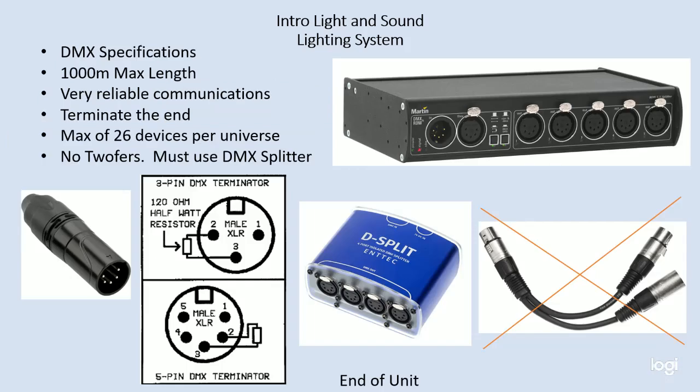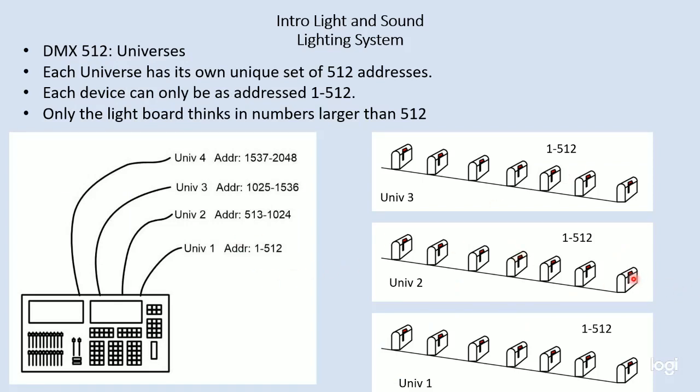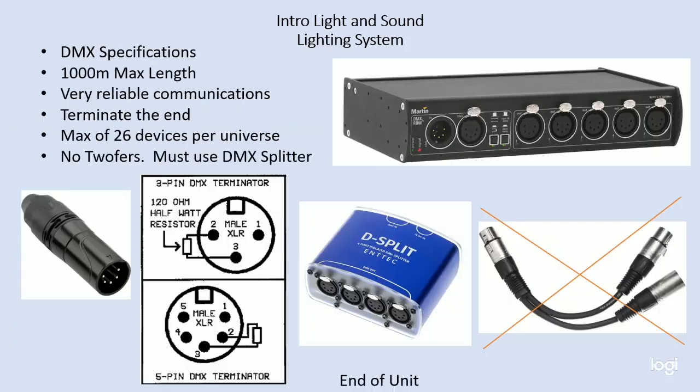So we'll finish up DMX a little bit with some of the specifications, right? We talked about 1,000 meters as its maximum length. It is very reliable and very robust. DMX often needs a termination so that when we get to the end of a DMX path, we would want to put in a terminator, right? Which just helps cut down on signal interference. And this is a wiring diagram for a 3-pin and a 5-pin terminator. They're very simple to make.